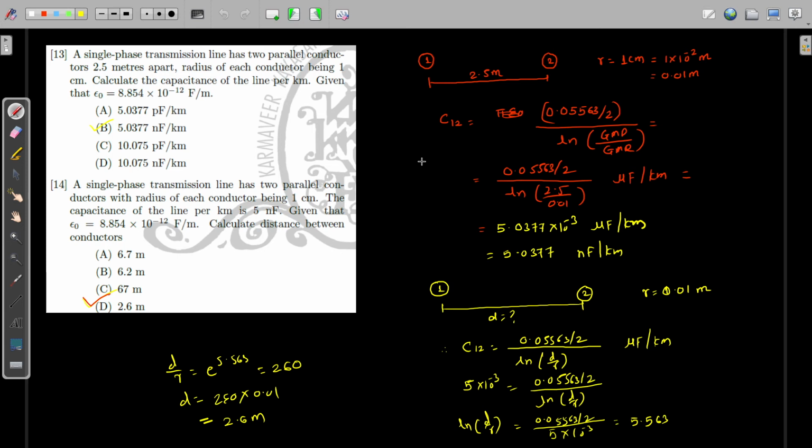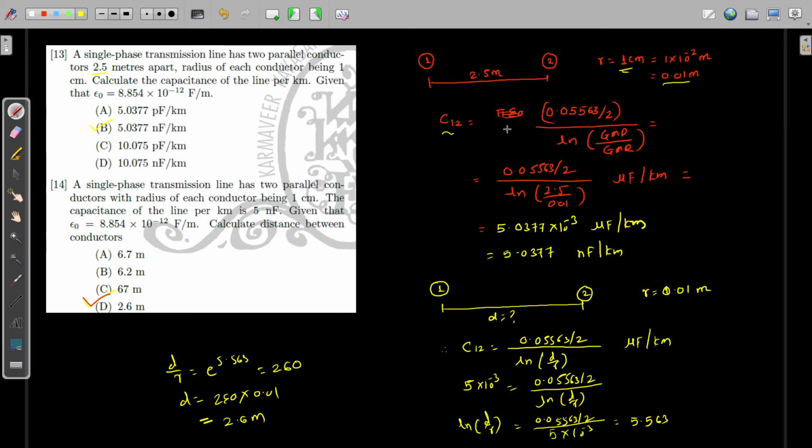Let us discuss the next MCQ. In this MCQ, the single phase line is given, and we have to determine that it is 2.5 meter away from each other, and the radius is 1 centimeter. So as the radius is 1 centimeter, it is 0.01 meter, you can see. So we want to determine the C12.